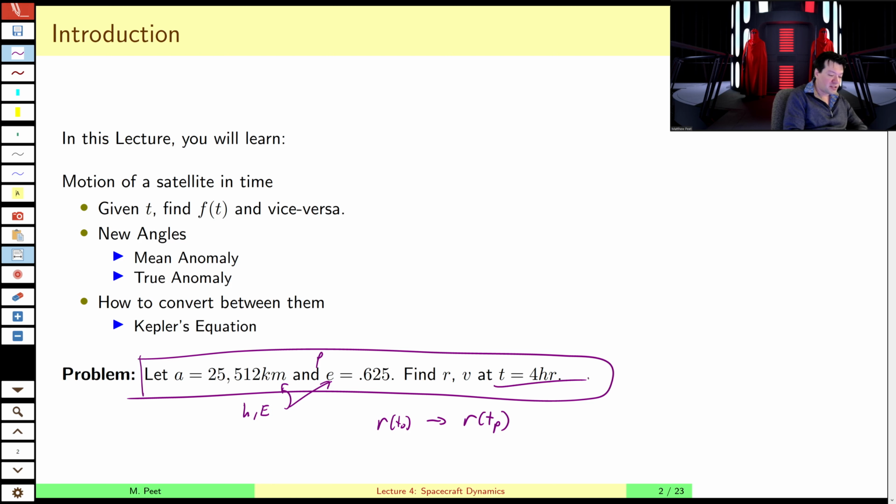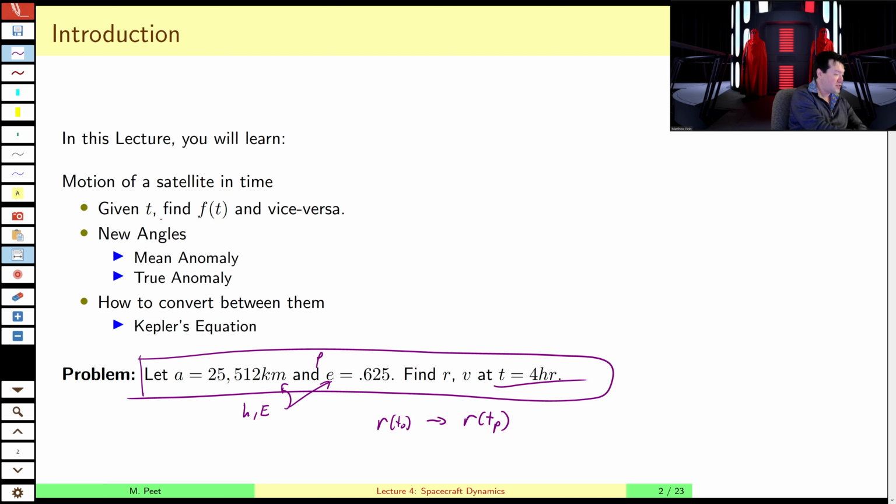So in particular, this equation poses a question of 4 hours in the future. Where will our satellite be 4 hours in the future? Right. To do this, however, requires, as I said, several steps. And in particular, this conversion between T and F passes through various intermediate quantities.